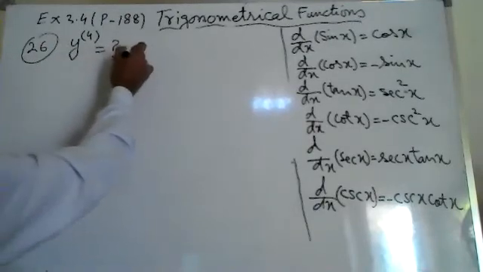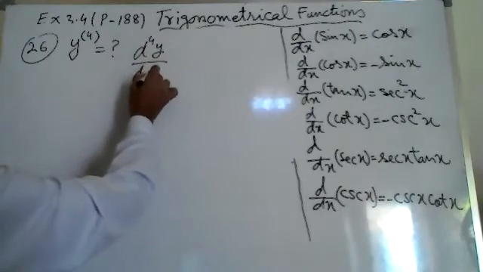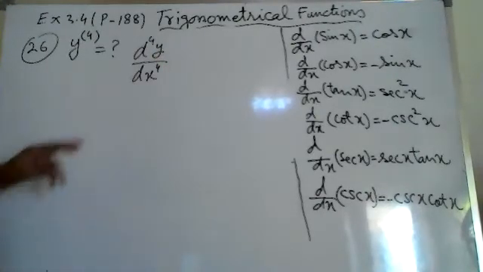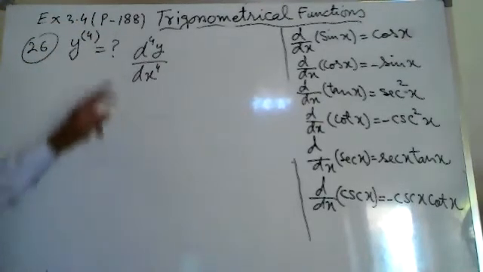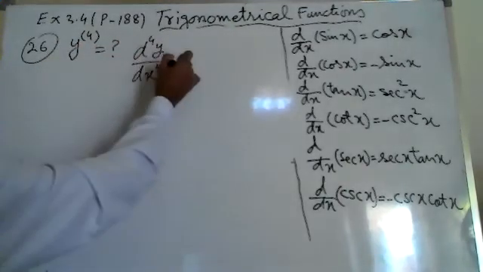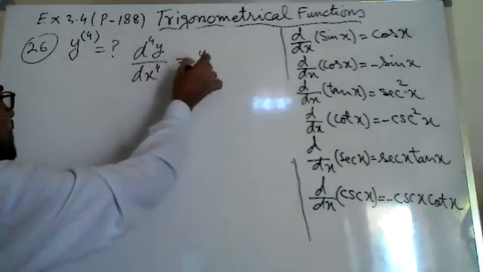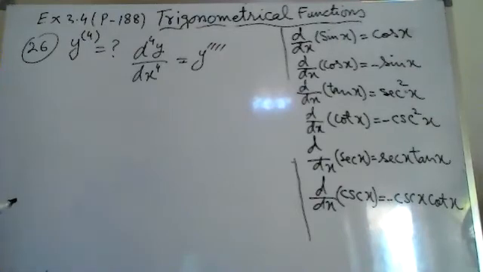Or that may be written as d4y upon dx4, y raised to power 4 within the bracket. So it means the fourth derivative of y with respect to x. Or that may also be written as 1, 2, 3, 4 dashes on the y. When there are 4 dashes on the y, it means we have to find the fourth derivative of y.